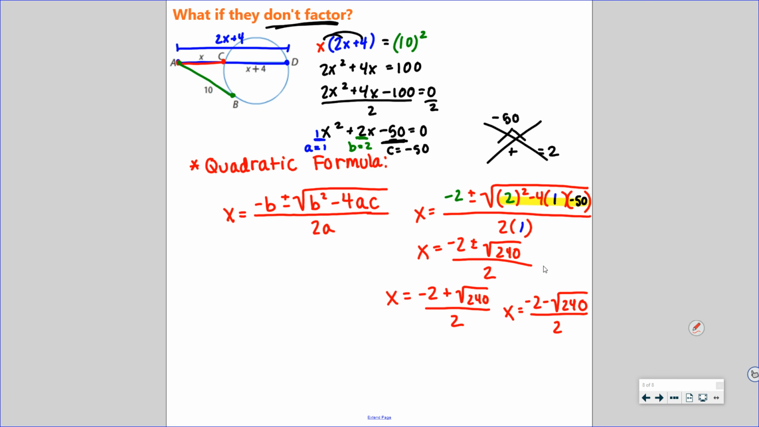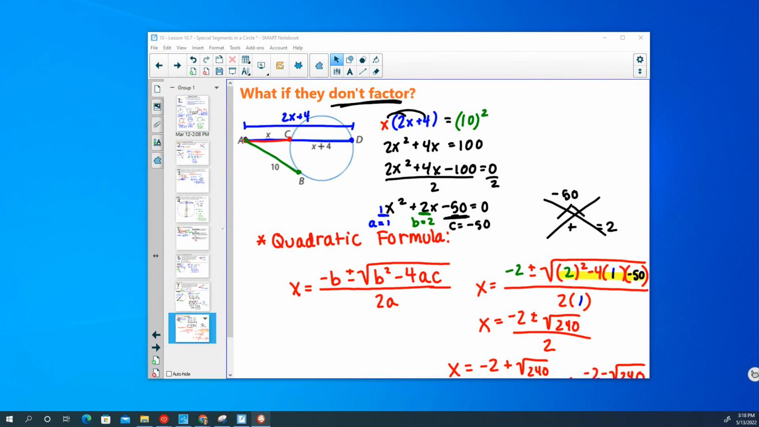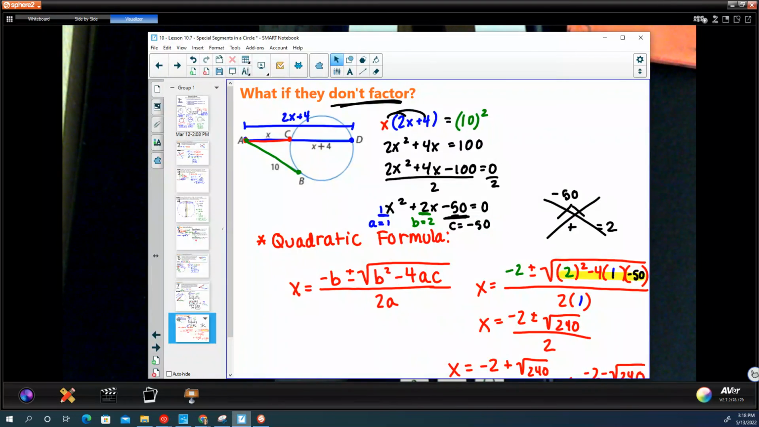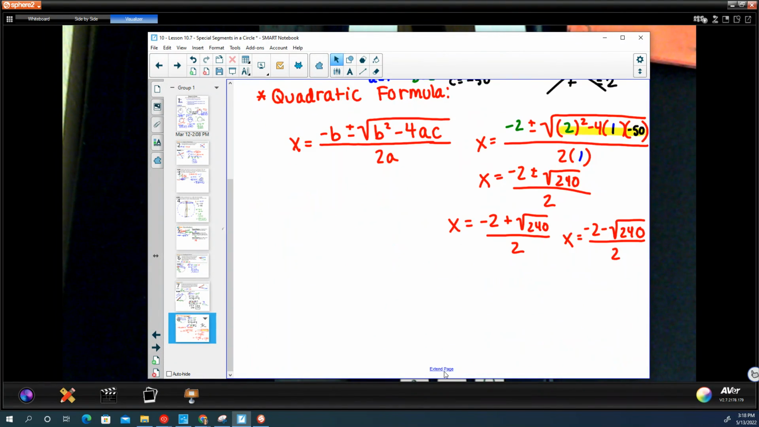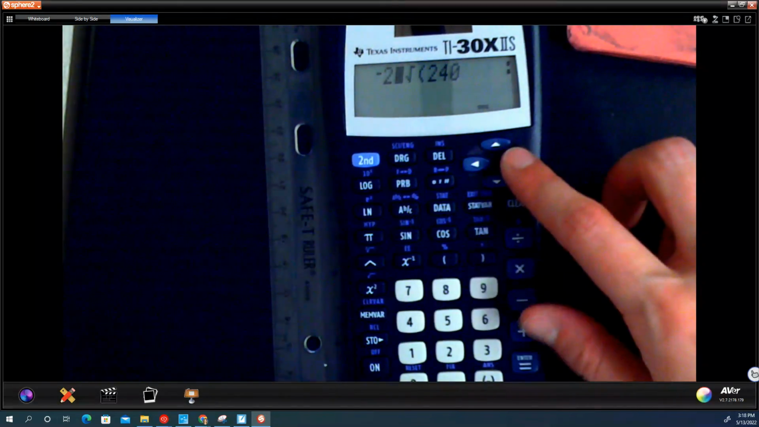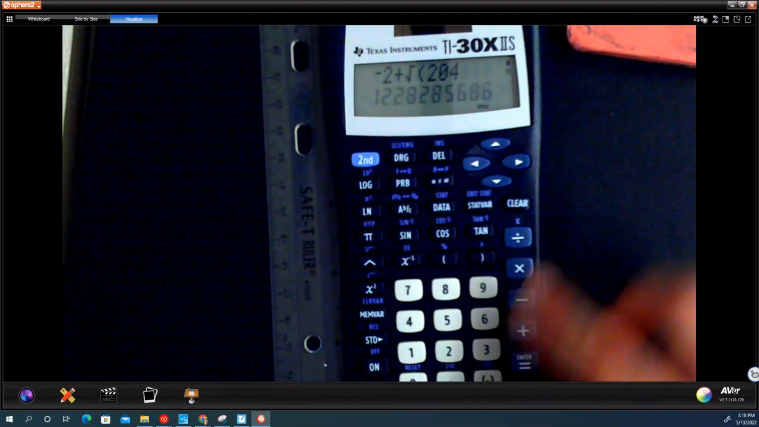I'm going to show you. I always start with the plus one. So I do negative 2 plus the square root of 240, hit enter, divide that by 2. There's one answer. This is what I was saying. We're not going to get nice numbers. We're just going to round this to 6.7. Wait. Was it 6.7 or 6.1? Oh, isn't it 204? Sorry, I did 240. 204 divided by 2. Sorry, it should be 6.1. My bad.